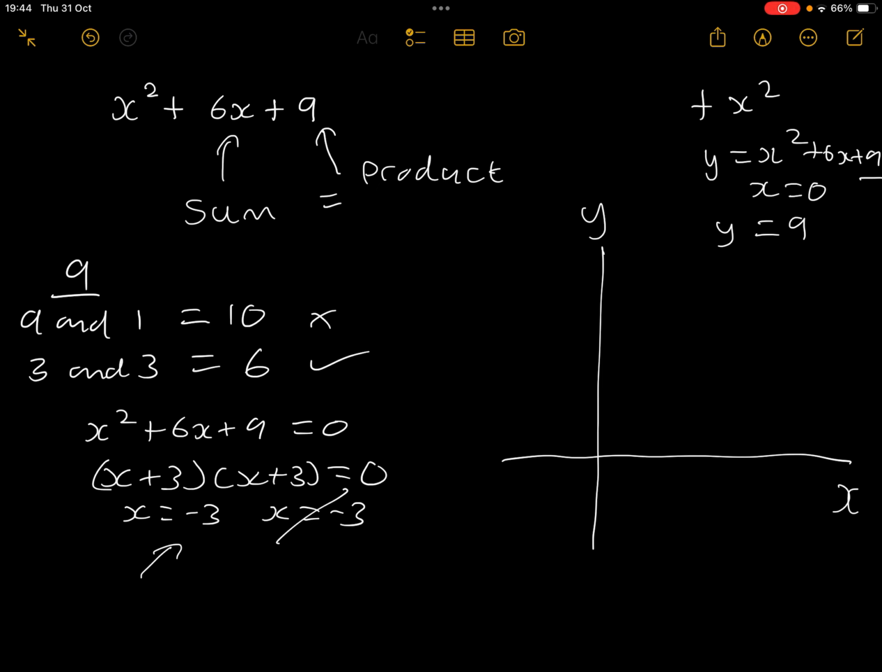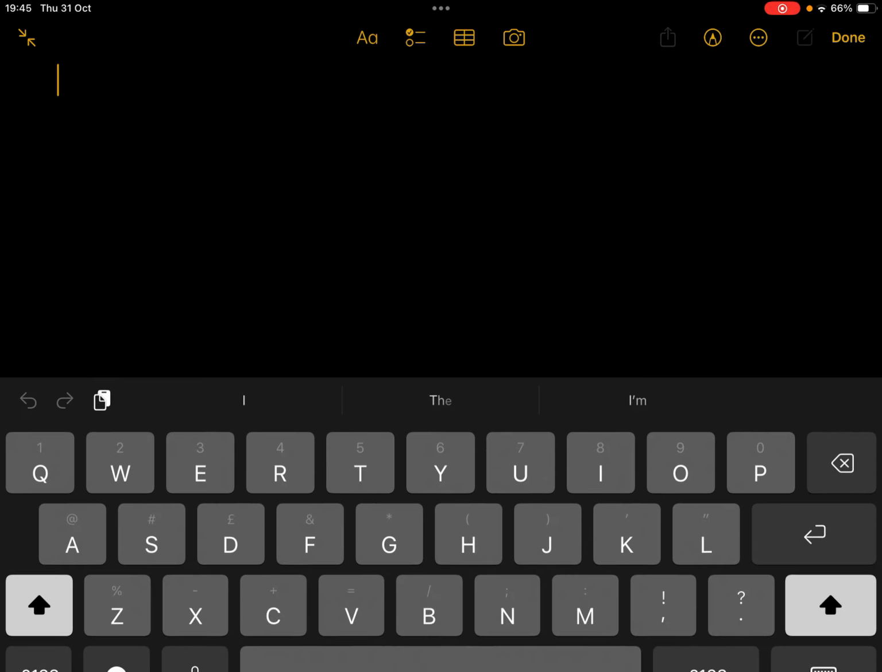So, let's plot this. So we have 9 here, and we have our minus 3, which is going to come across here. And we simply draw our smiley face with it dipping to the bottom and coming up like that. And there you have it. We have our graph of x squared plus 6x plus 9. Now, let's get into another example.